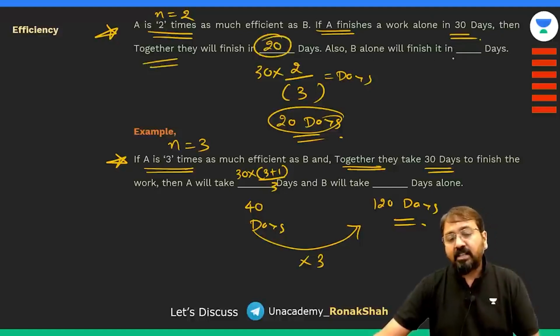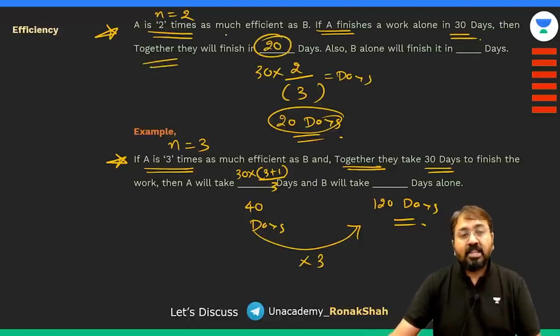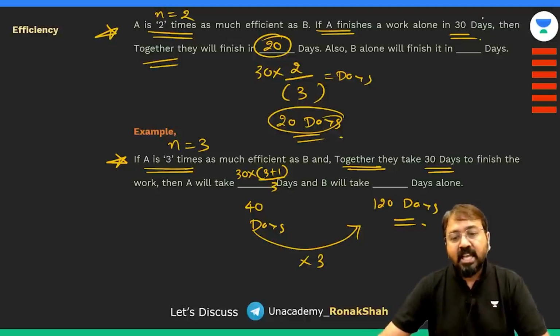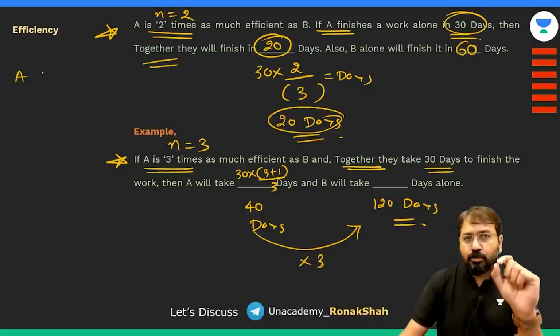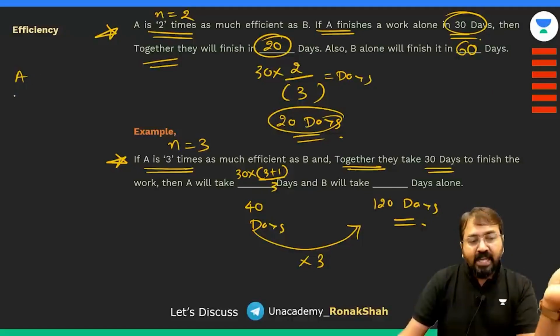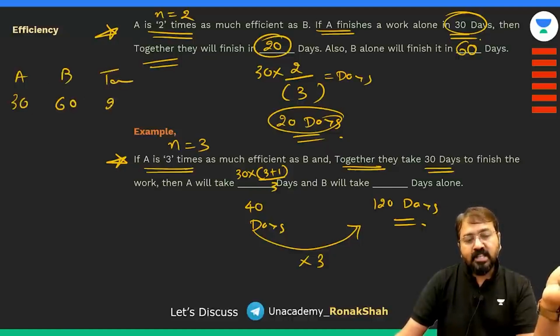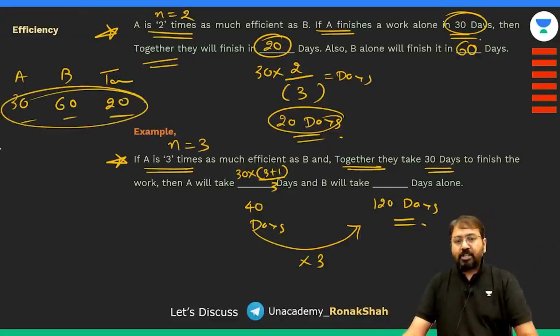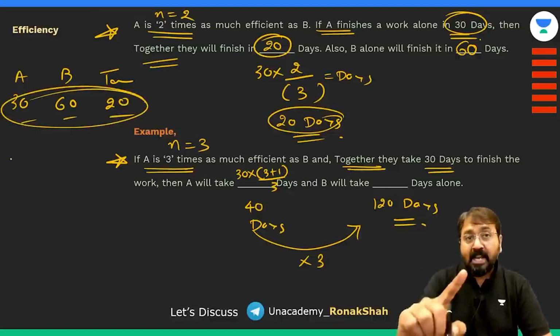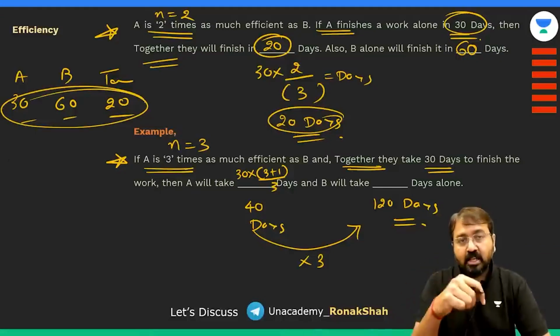Similarly, B will take how many days? Of course, A is twice as efficient as B, and if he takes 30 days, B must be taking 60 days. So we can straight away remember, guys, this situation is going to be used very frequently. If A takes 30 days, B takes 60 days, then together they'll always take 20 days. Just remember this number, it will be pretty handy. I really hope you have understood this concept, and we are going to apply it in many CAT questions in today's video. Okay, so remember this part.